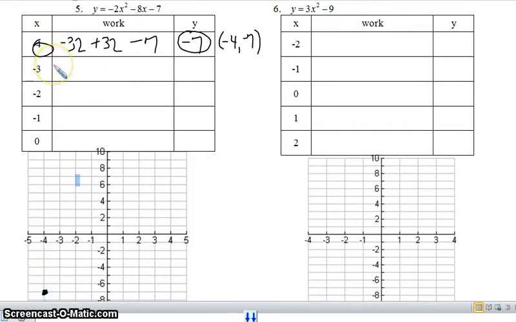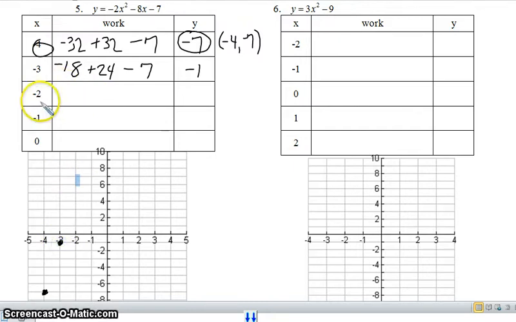Okay, and we've got to do that 5 times. So -3, plug it in. -3 squared is 9, times -2 is -18. -3 times that -8 is positive 24. Minus 7, -18 and positive 24 makes 6. Minus 7 is -1. So -3, -1. Right there.